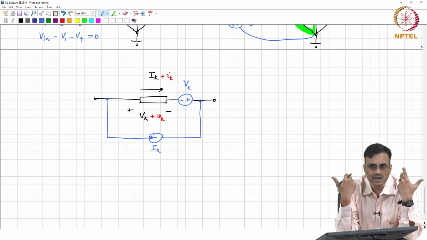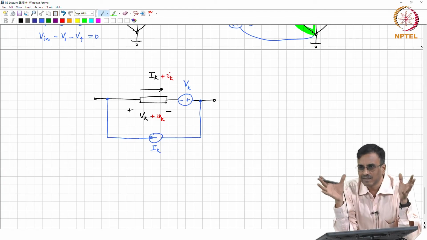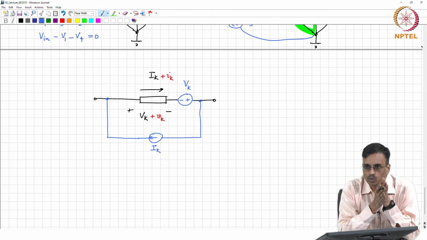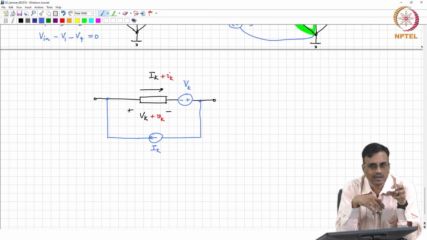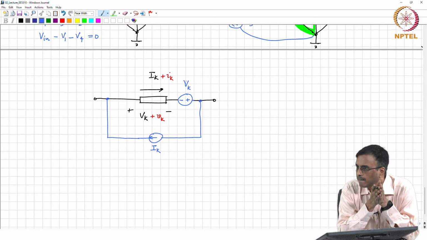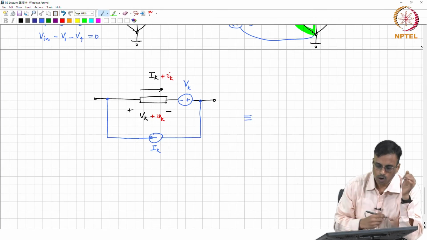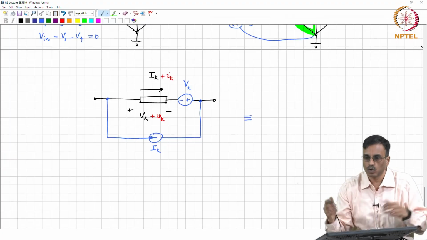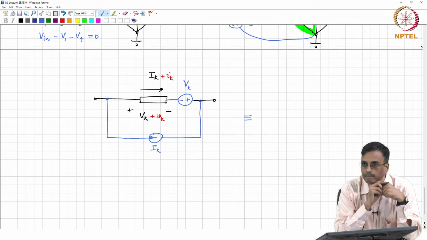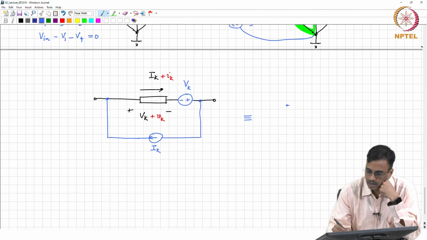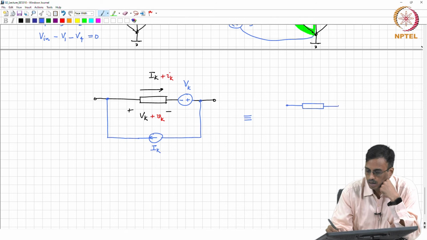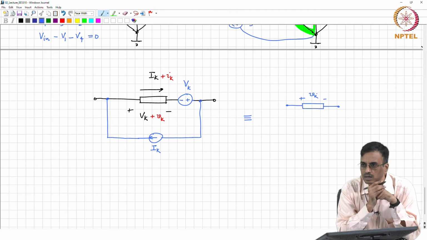What are we doing, essentially? Basically, we are writing out KCL, KVL equations, subtracting the two. Rather than writing the equations and subtracting the two, we can do this at the network level. Correct? Okay. So, now if you do this, what comment can you make? You can think of this as a branch. What is the voltage across this branch? Small vk. And what is the current through the branch? Small ik.